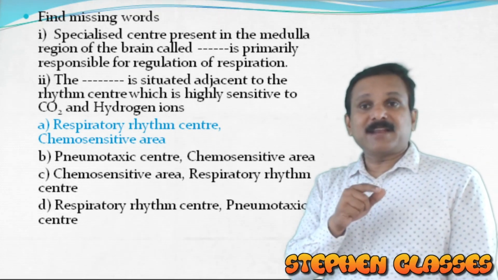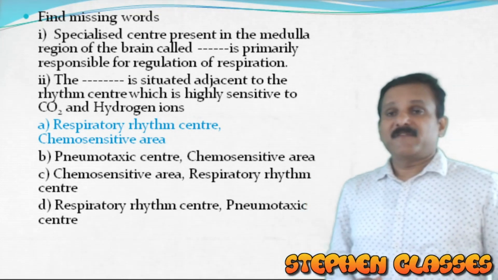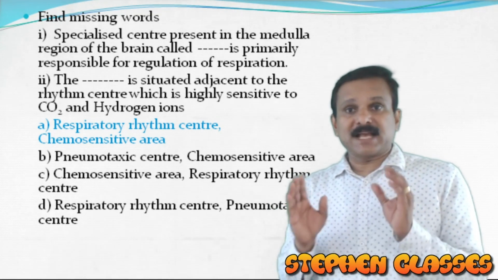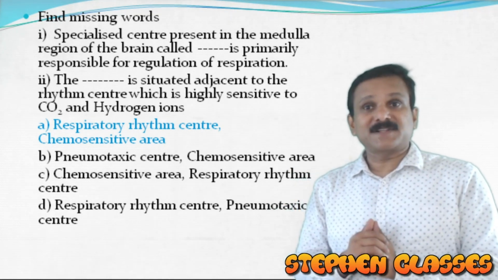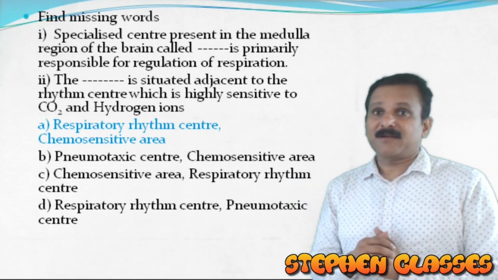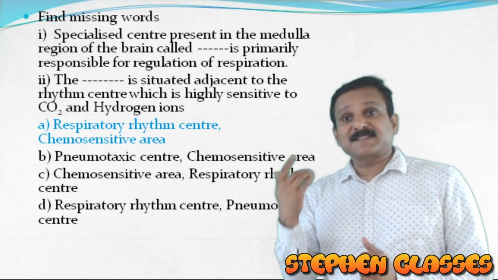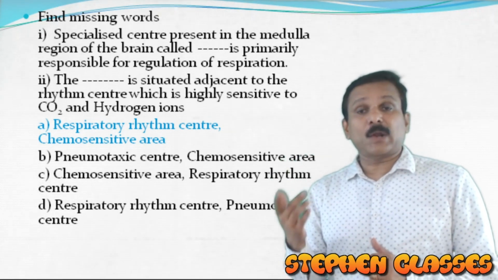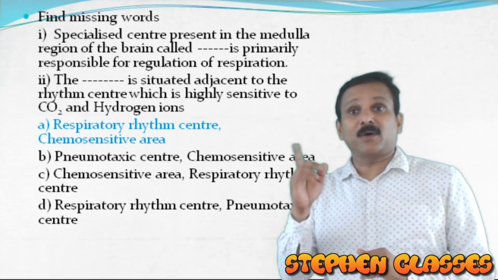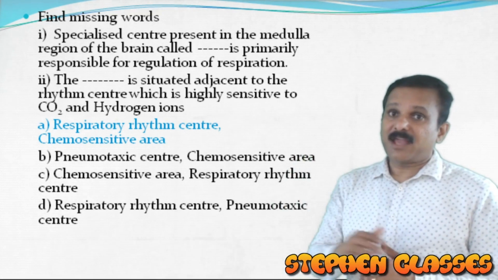What about the second statement? Near the respiratory center, there is a chemosensitive area which helps in sensing the carbon dioxide concentration as well as hydrogen ion concentration. So here our answer will be option A only. Like this, other chemoreceptors are located not in the brain, but in the carotid artery and aortic arch. So they are different. So here our answer is option A.